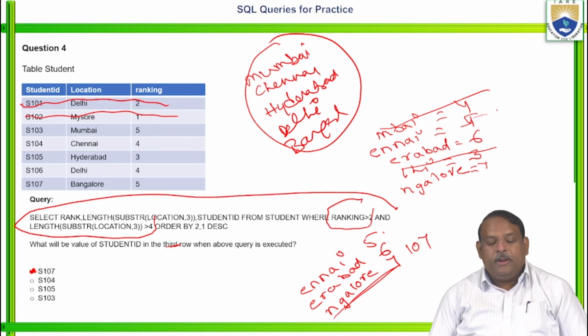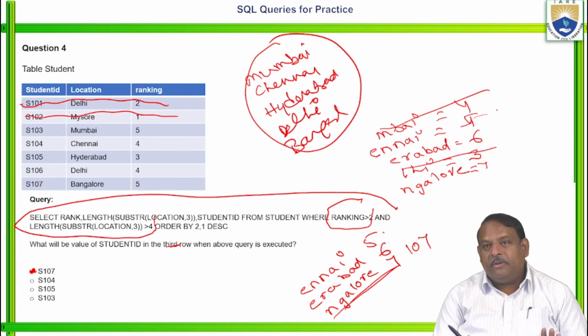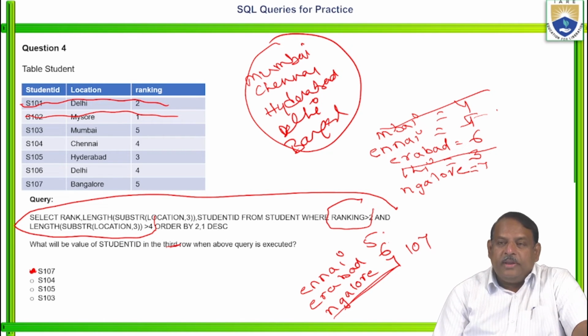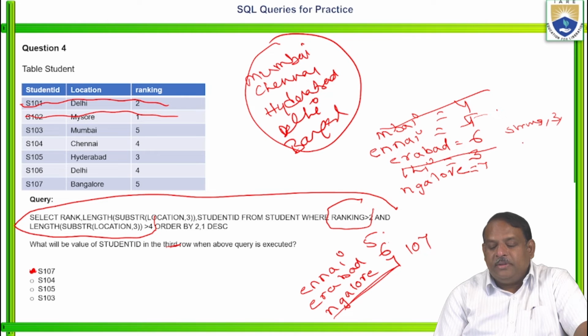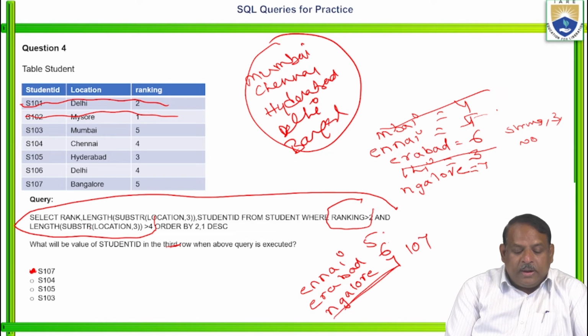Okay, let me repeat once again. In the given question, they have given 2 conditions in the where clause. First, ranking should be greater than 2. And also the length of the substring of the given location should be more than 4. Substring is used to get a part of a string. It takes arguments: the string to be searched, the starting position, and how many letters you want. Here they have not mentioned the number of characters, which means it is up to the end of the string. So that length should be greater than 4.